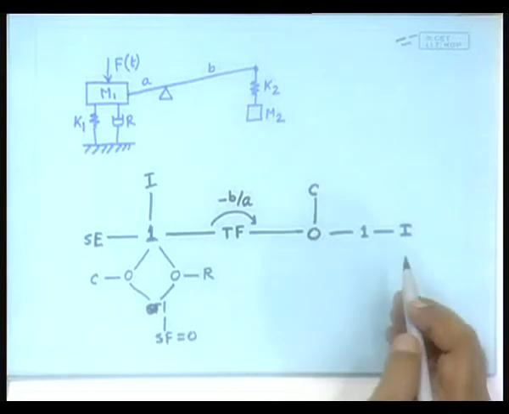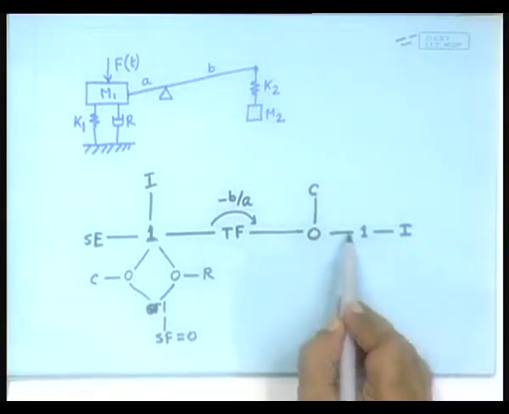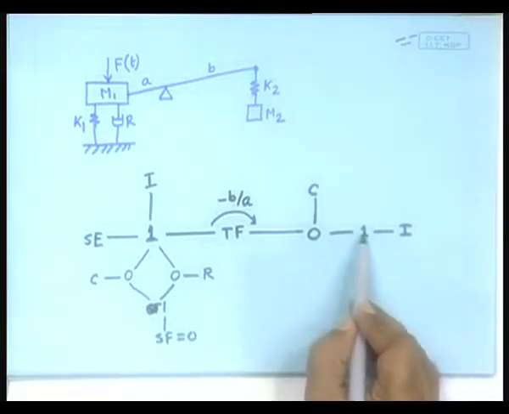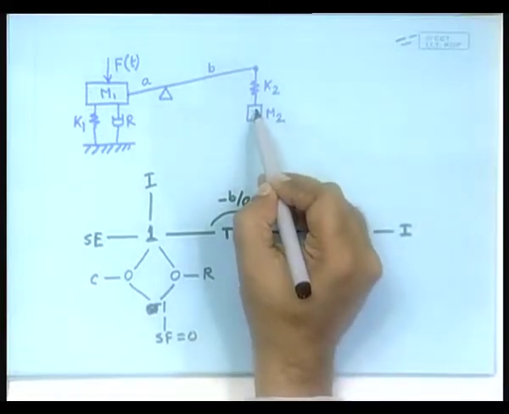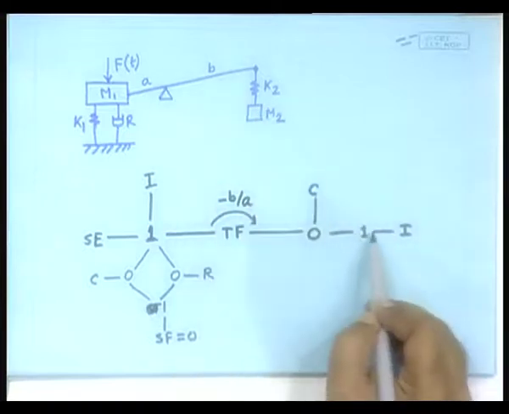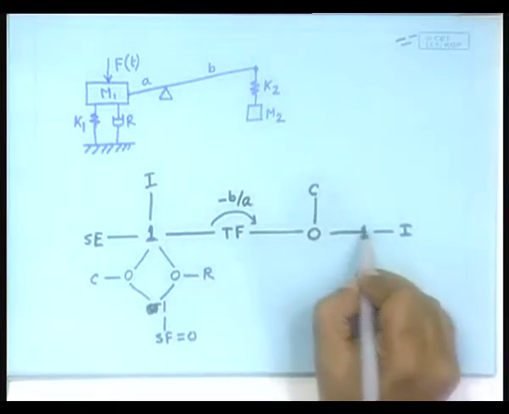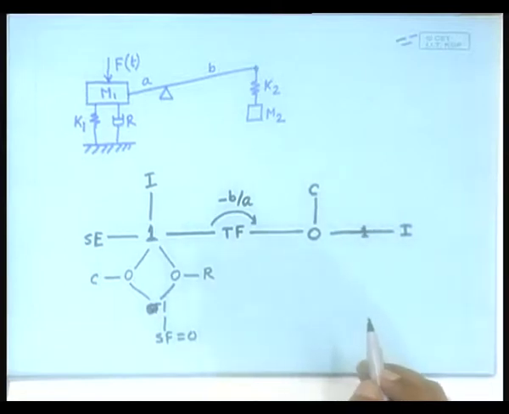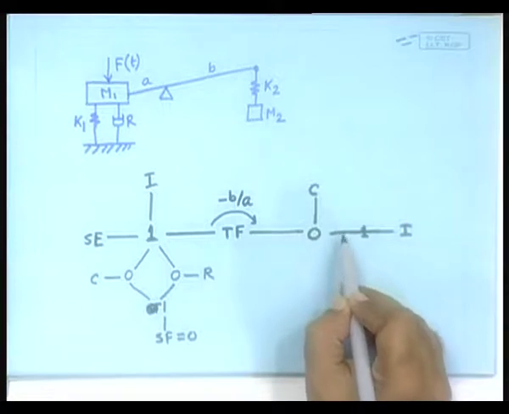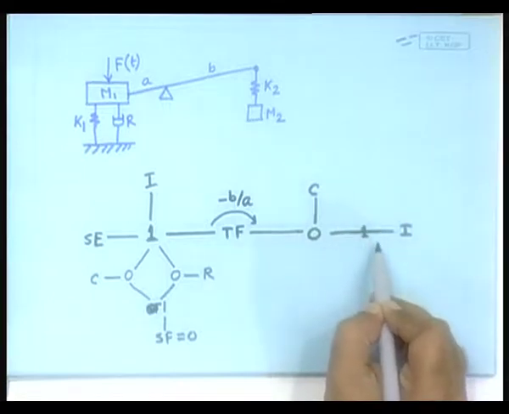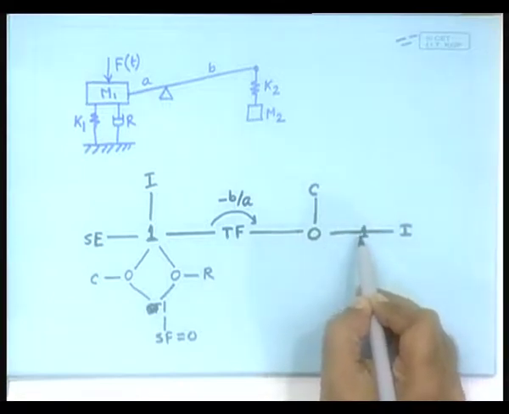Now, notice that this one junction actually is a through junction. We had argued that this point and the mass share the same flow, that is why, but actually it is a through junction, and there is nothing else connected to it. So, we can simply connect it directly, because if it is a through junction, then effort and flow here must be equal to the effort and flow there. So, there is no point in putting a junction at this point.